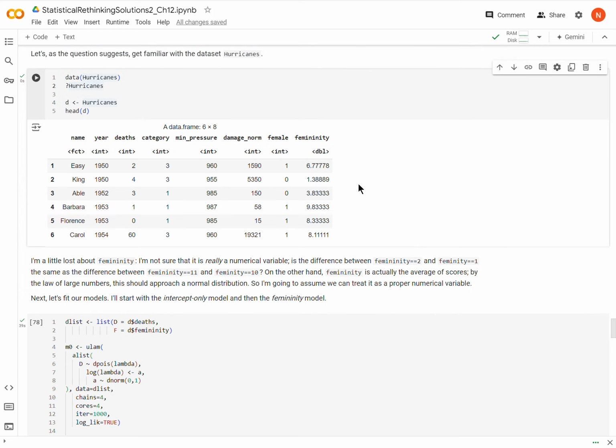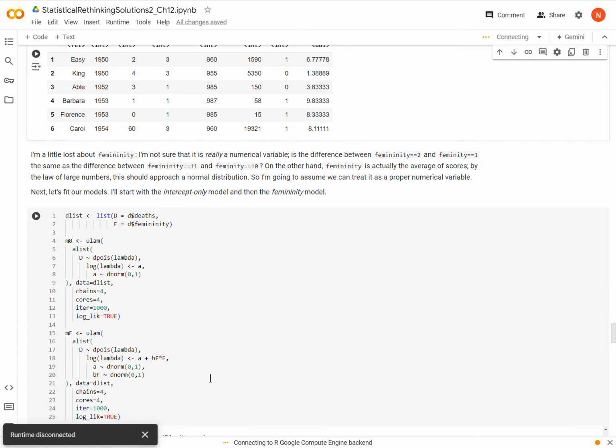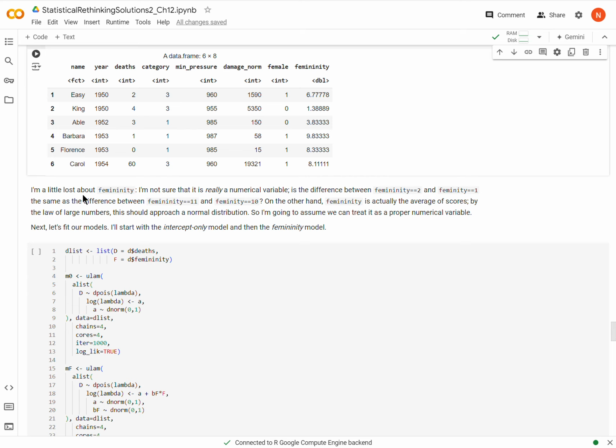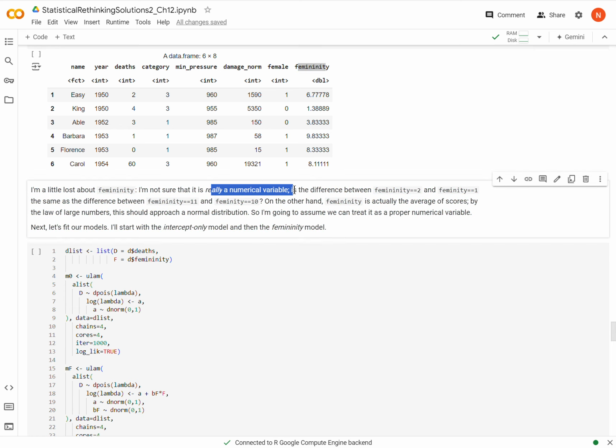Okay. So now the next thing we're supposed to do is to build a model where we're using femininity as a predictor variable. The first thing I want to point out is it takes me a second to get my head around this, but if we're supposed to use femininity as a predictor variable, I'm not really sure that femininity is a numerical variable. It's subjective scoring given by different raters, and so obviously each rater is going to have their own sense of how this should apply. And also it's not clear that the difference between femininity equals 2 and femininity equals 1 is the same difference as, say, between femininity 11 and femininity 10.